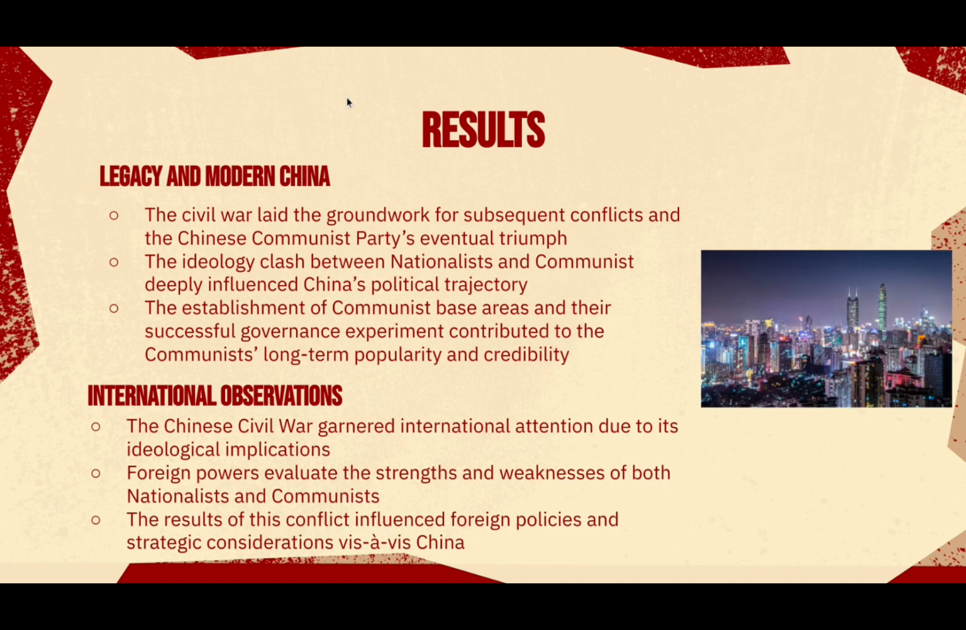Again, just to go over the total of the results, the communist bases, all of that gave them lots of power, making them more of a long-term power, especially with popularity and credibility. The people saw it as a better opportunity. It basically caused them to stay much longer and have most of the power.